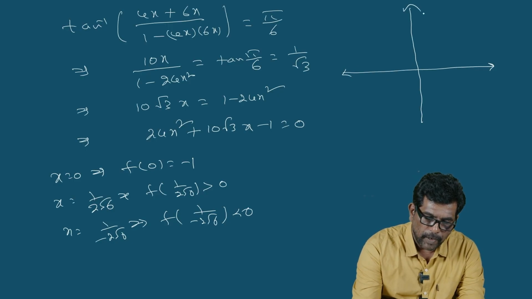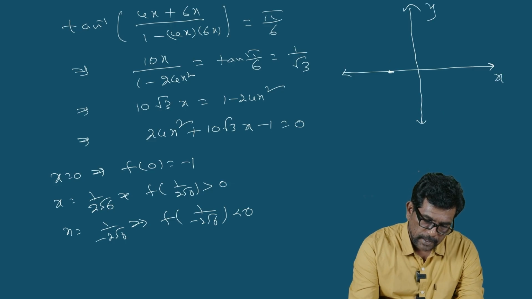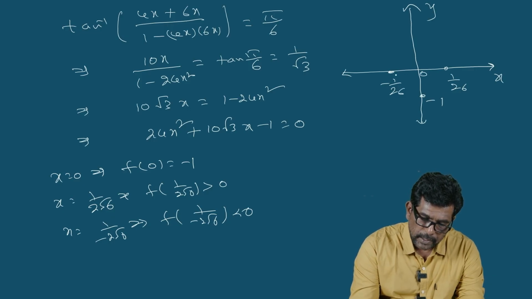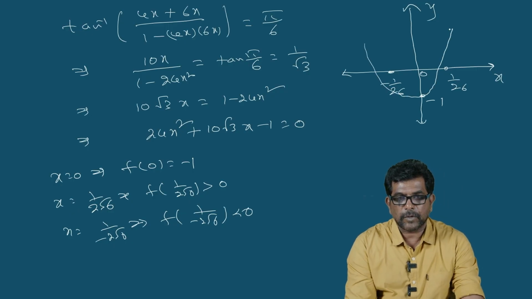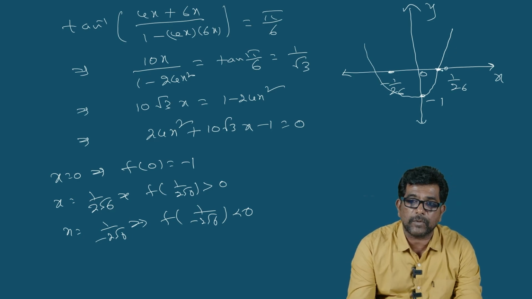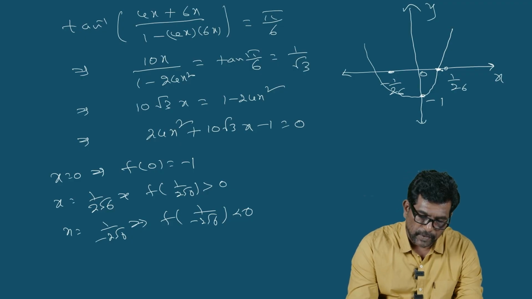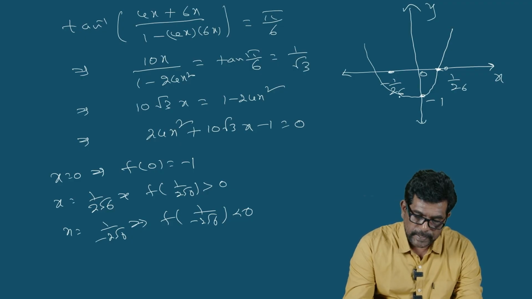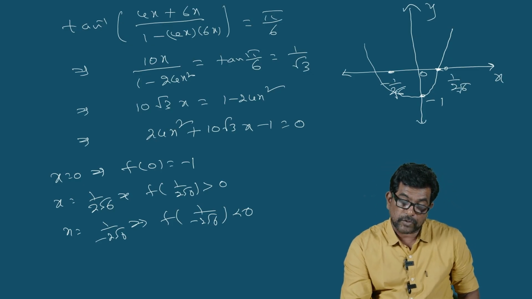x-axis, y-axis, and here we consider minus 1 by 2 root 6, plus 1 by 2 root 6, and when x is equal to 0, y is equal to minus 1, the graph of the parabola is like this one. So by using the root location theorem, there exists one real root for this equation in the interval minus 1 by 2 root 6 to plus 1 by 2 root 6. That is minus 1 by 2 root 6 to 1 by 2 root 6.